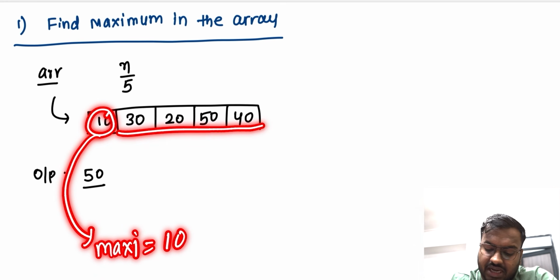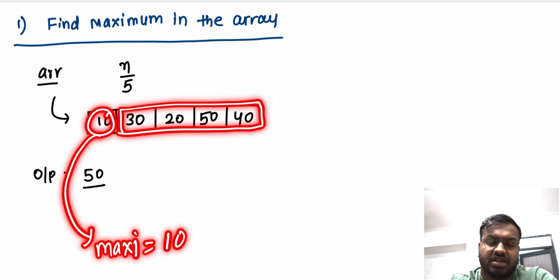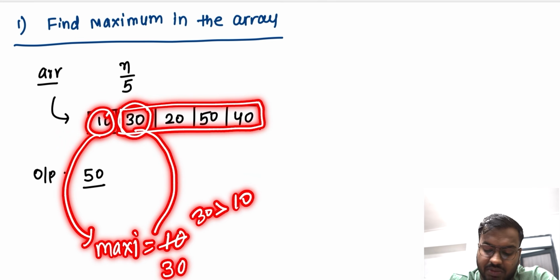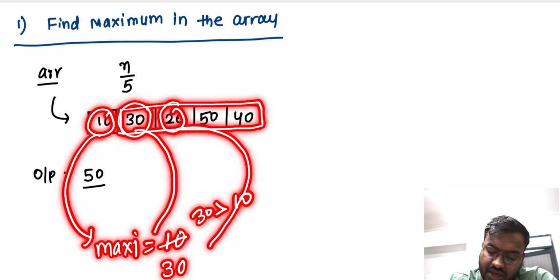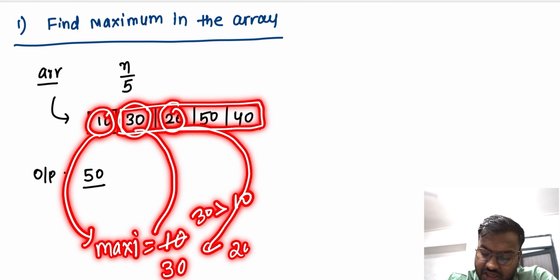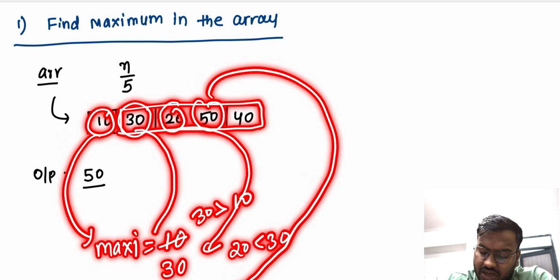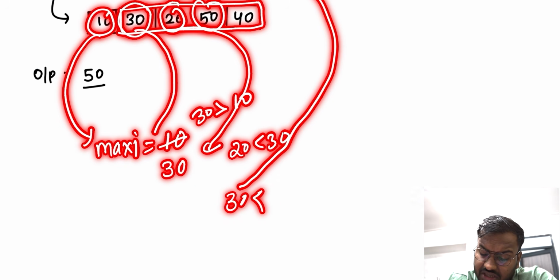Then I will start traversing from the next element. I will take out the element and compare with the maximum. Yes, 30 is greater than 10, so update the maximum. Now my maximum is 30. Next time 20, compare with 30. See, 20 is less than 30. Do nothing. Next time take 50, compare with 30. 30 is less than 50, means 50 is greater than 30, so now my maximum is 50.